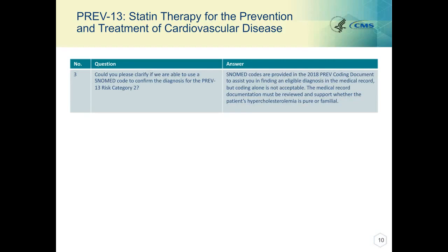Question 3 is, could you please clarify if we are able to use a SNOMED code to confirm the diagnosis for PREP 13 risk category 2? SNOMED codes are provided in the 2018 PREP coding document to assist you with finding an eligible diagnosis in the medical record, but coding alone is not acceptable. The medical record documentation must be reviewed and support whether the patient's hypercholesterolemia is pure or familial.